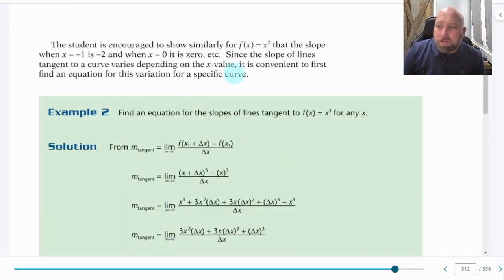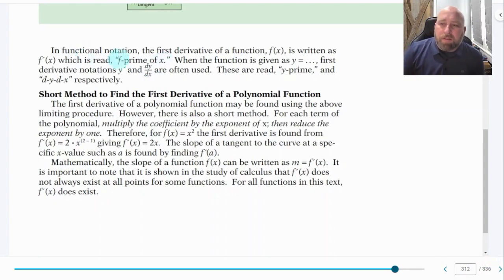Let's go to the next page. In just a second, I'm going to talk about this. I'm going to talk about functional notation. But for right now, skip down here and look. The short method to find the derivative. Why is there a short method and a long method? Well, the long method is doing it literally the long way.